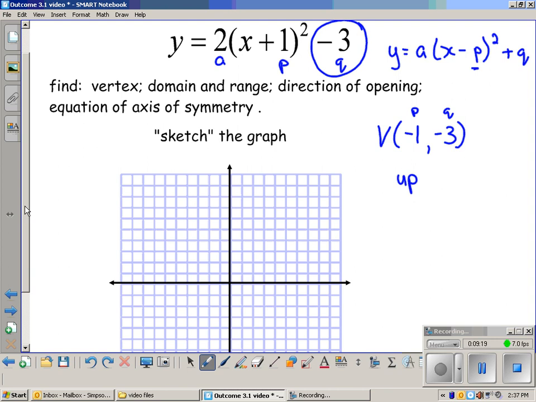Start by graphing your vertex. We want to go negative 1 in the x direction and down 3, so our vertex will be located down here.